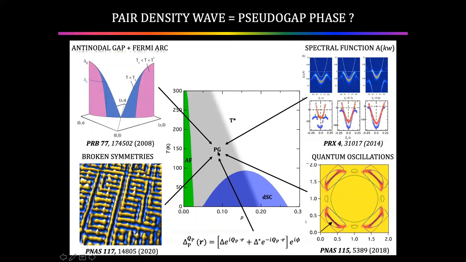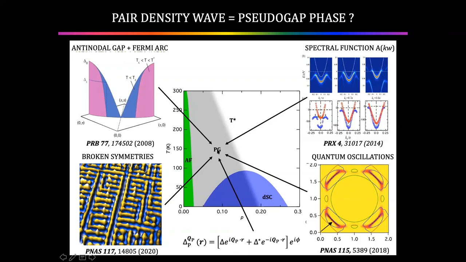So the logical possibilities are either A, the pseudogap is a pair density wave with phase fluctuations. I would vote for that possibility. Or another logical possibility is that this hypothesis is incorrect, and it's just a coincidence that all these other phenomena support the idea of a pair density wave. But the jury is out. In fact, the jury has not even heard this evidence until very recently. It still remains to be seen whether this state could be a phase fluctuating pair density wave.